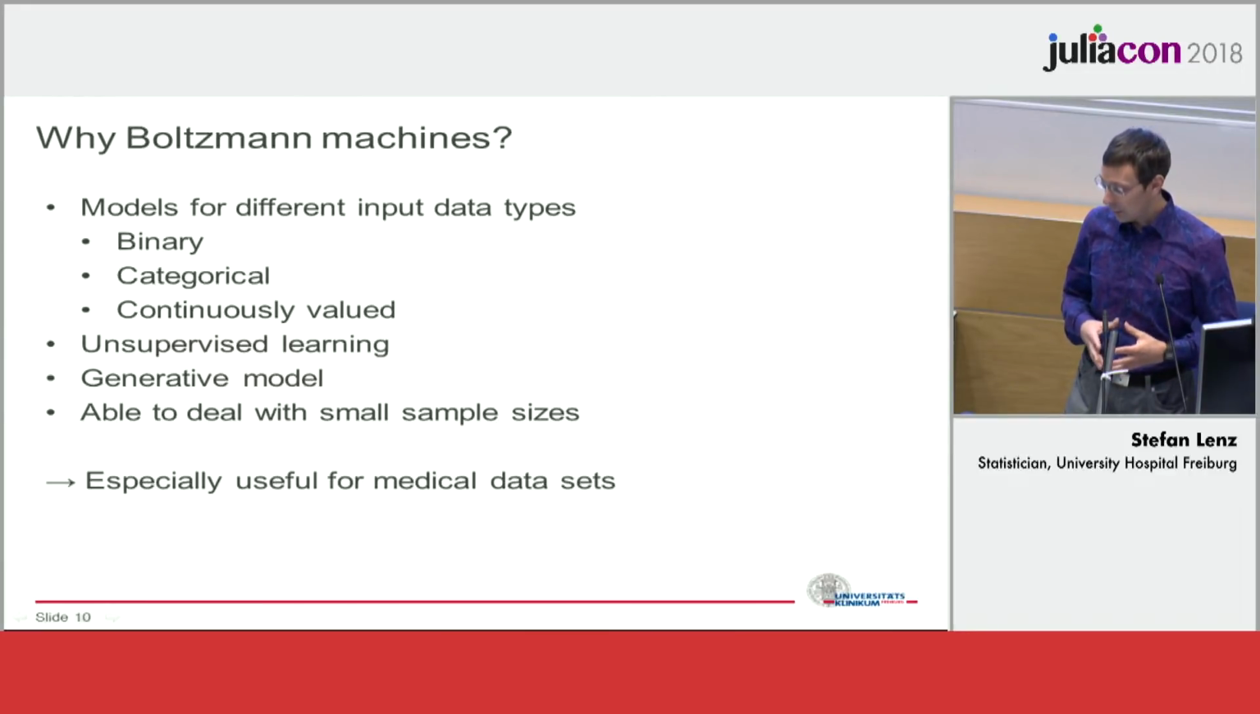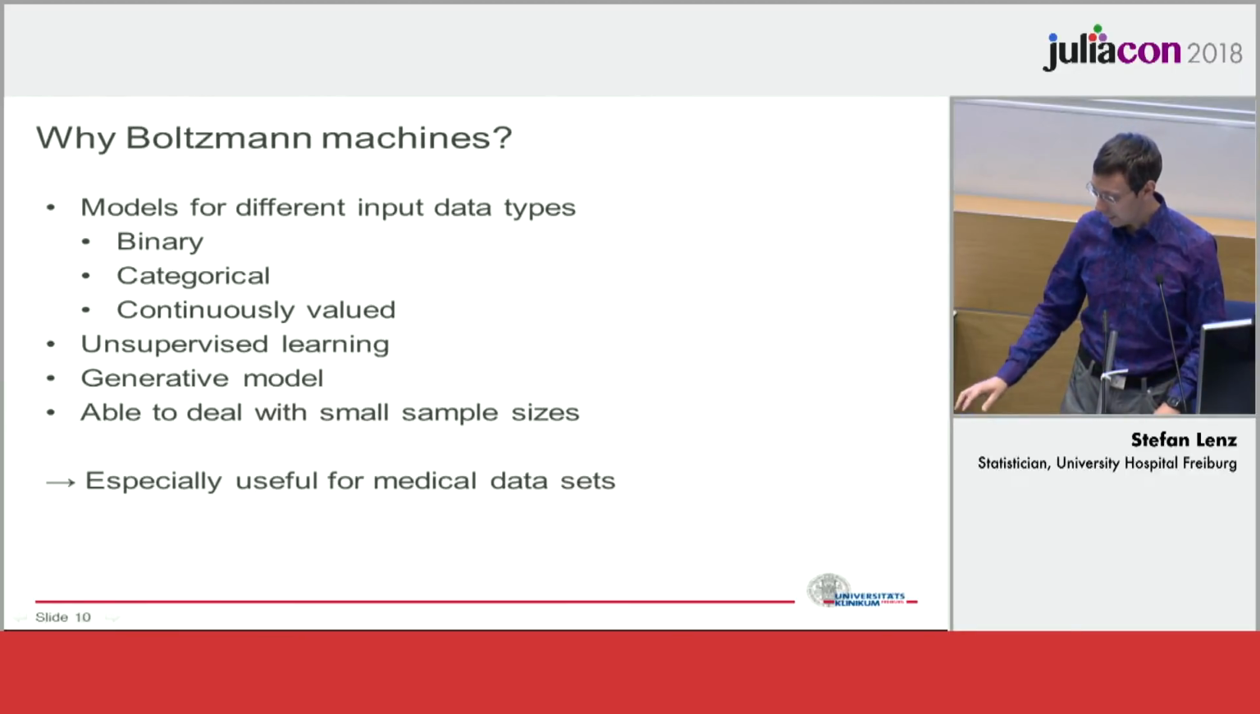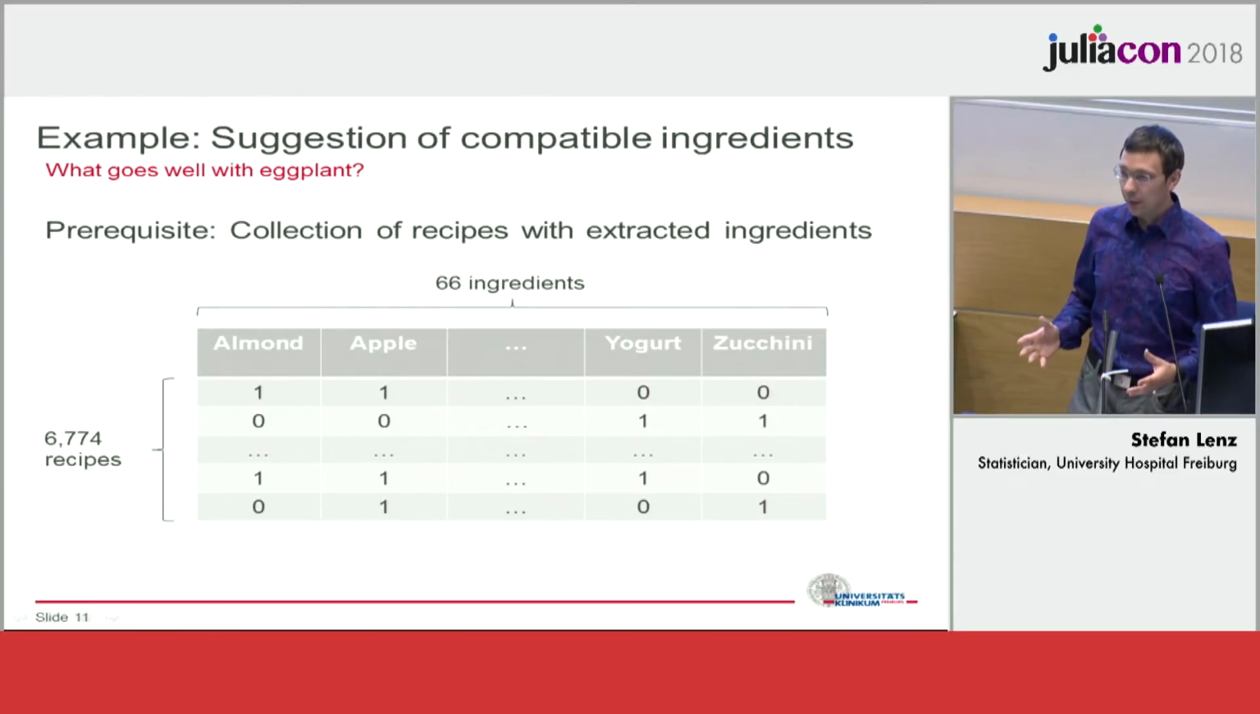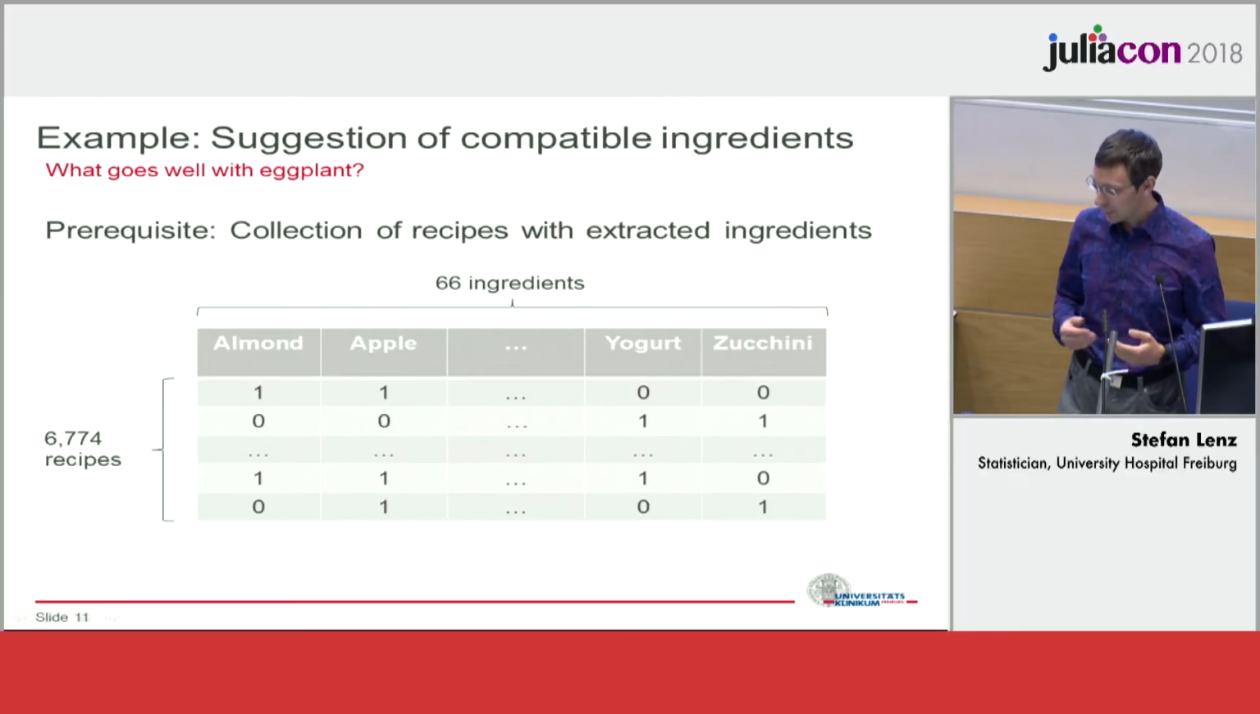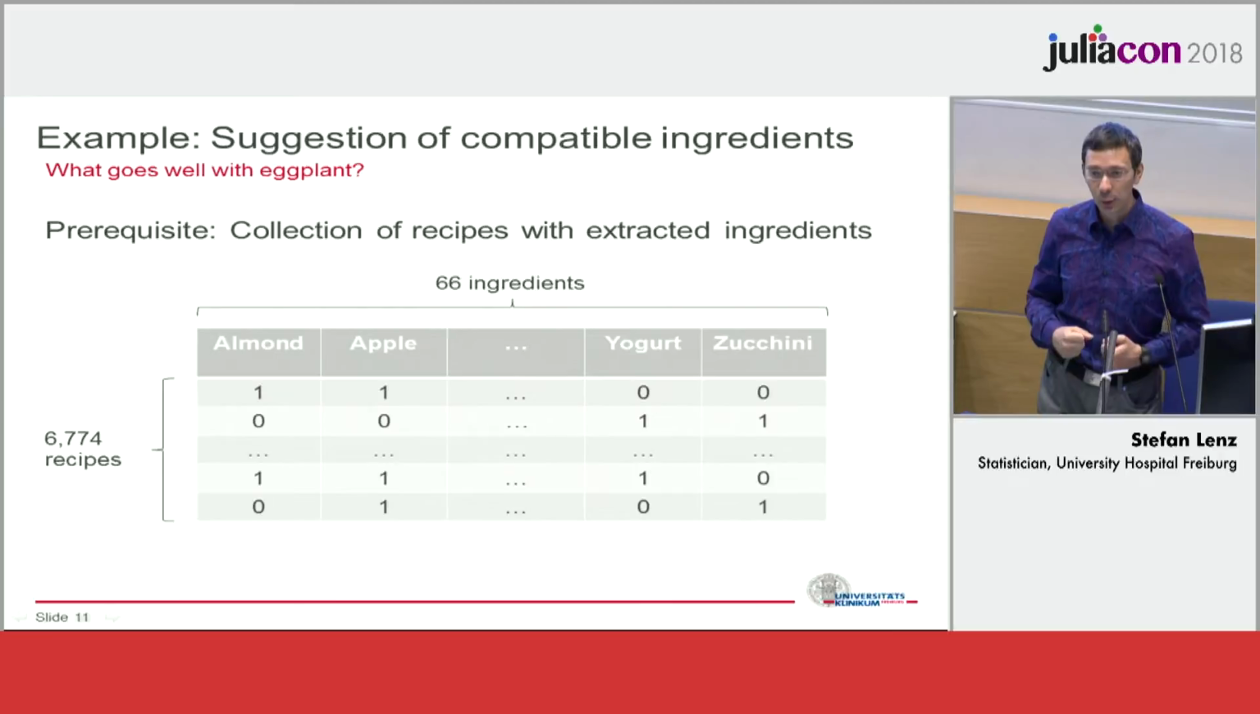They are also able to deal with smaller sample sizes, as I said earlier, and these properties make it especially useful for medical data sets, where you have, for example, medication, diagnosis, laboratory results, questionnaires, and genetic data, and want to analyze those, where you don't have as big a sample size as, for example, images from the internet. But here I want to go to a more relatable example in this talk and see whether we can train the Boltzmann machines on cooking recipes and see which ingredients go well together.